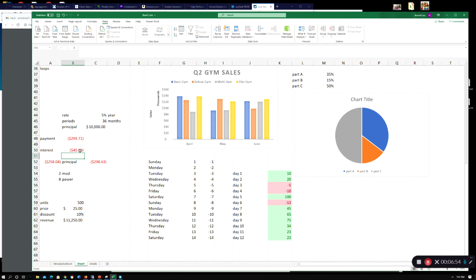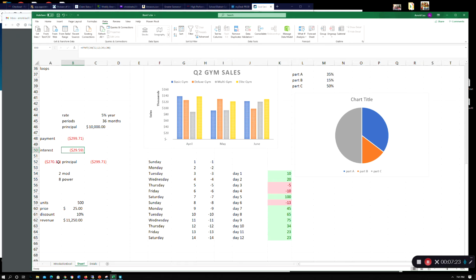Oops, what did I change there? I did change that to 12, didn't I? Thought I did. I only changed it to 2. Okay, and I'm going to change this to 12. But you can see the payment is still the same, right? So I'm paying in the 12th month here, and it still totals to $299.71. But what you see is the interest is going down and the principal is going up.